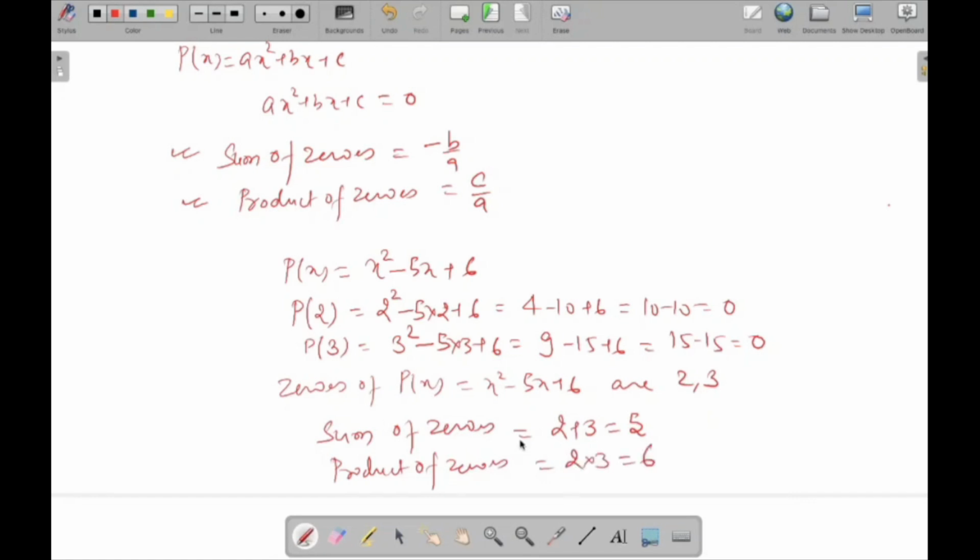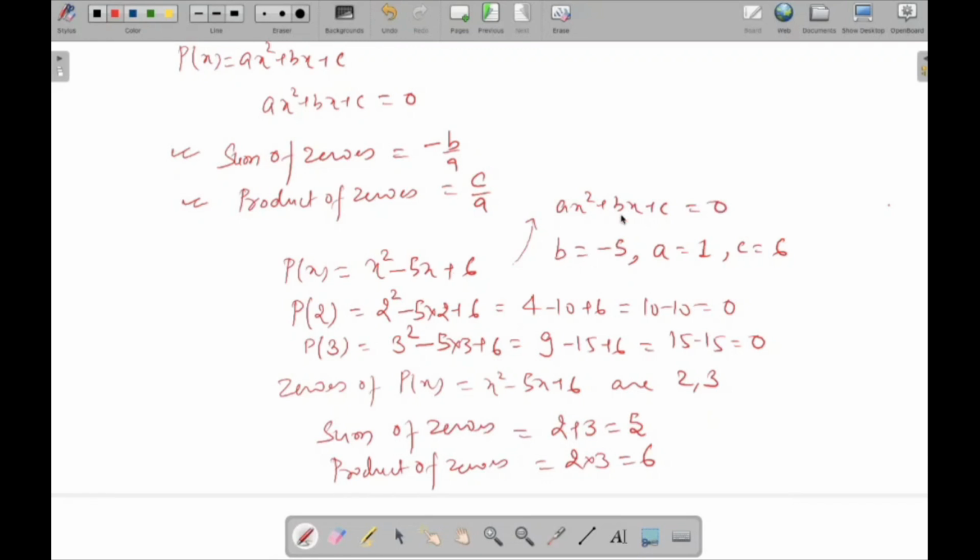Now I have done this, but I have written a result here: for a quadratic polynomial, the sum of zeros will be equal to minus b by a, where b is the coefficient of x and a is the coefficient of x square. If I compare this with the earlier one, I get b equals minus 5, a equals 1, and c equals 6, when comparing this expression with x square plus bx plus c equals 0.